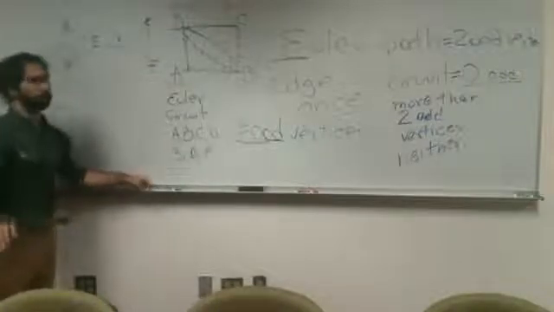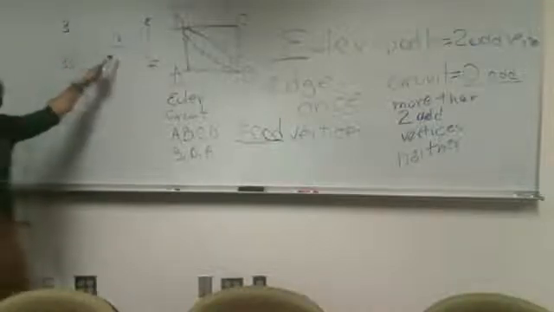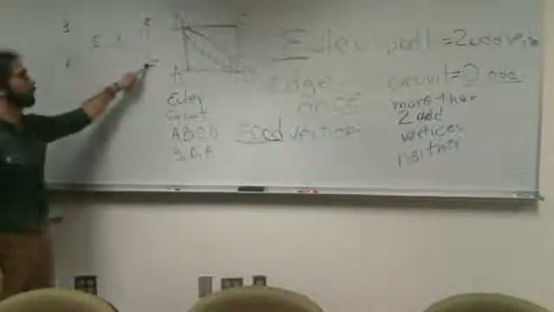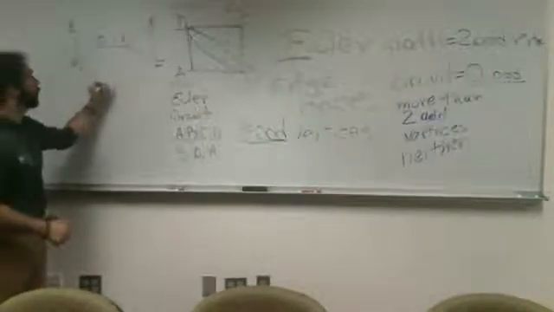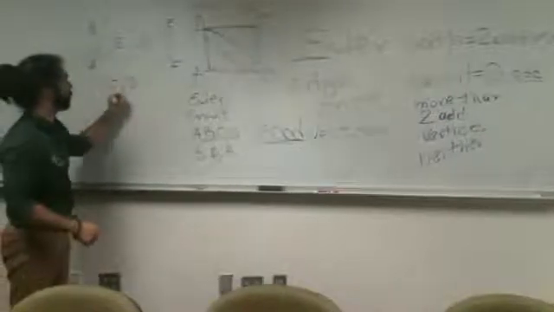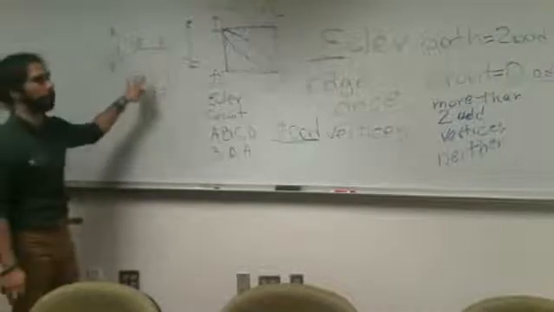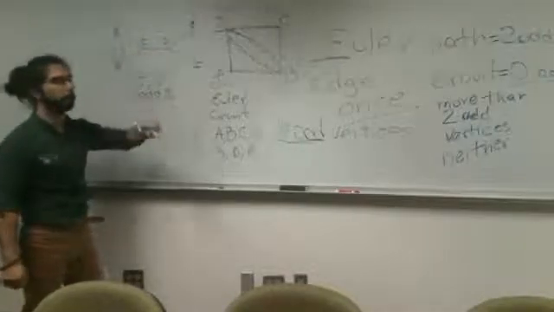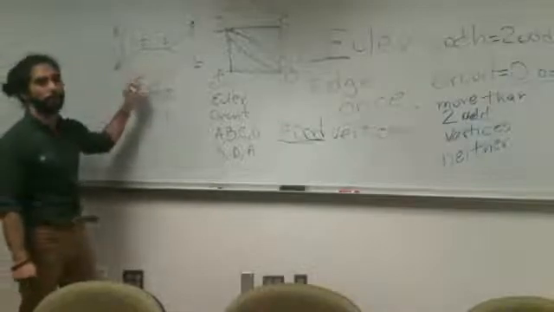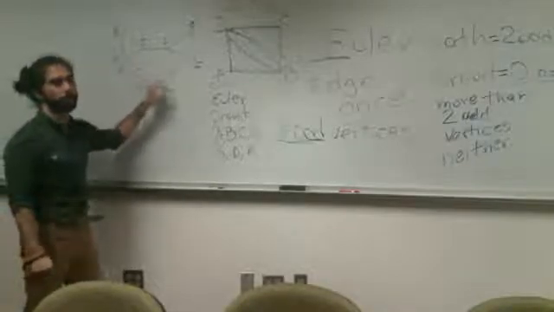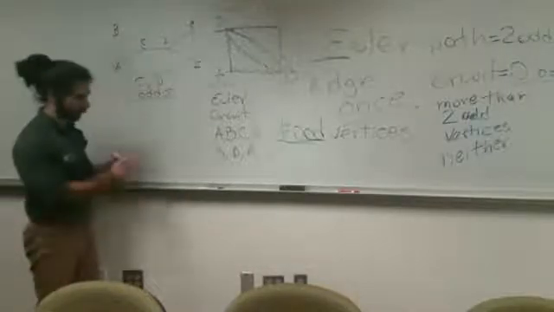Let's count the vertices. A has 2, B has 2, C has 3, D has 1, 2, 3, F has 2, and E has 2. So C and D are odd vertices. We have 2 odd vertices. That means that we can have an Euler path. If you have an Euler path, you want to choose one of the 2 odd vertices to start with. I'm going to choose C because it's closer to me.